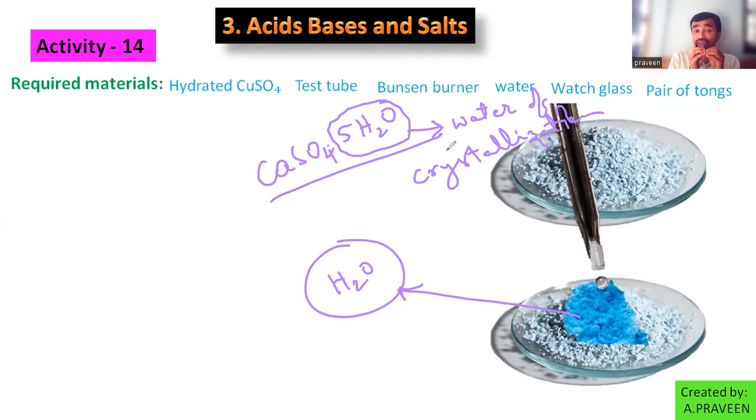That blue color of copper sulfate is due to what? Water of crystallization, or water molecules. If you remove those water molecules, it changes into white color. If you add water molecules to the dried white salt, then it reappears in blue color. Right? So this is about water of crystallization.